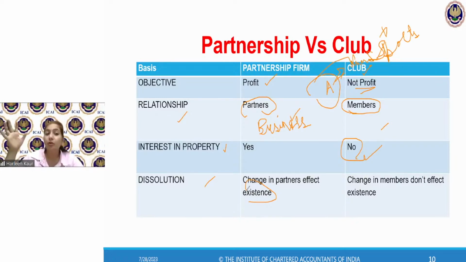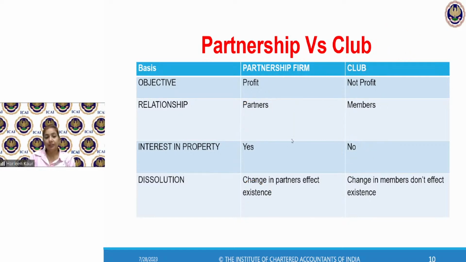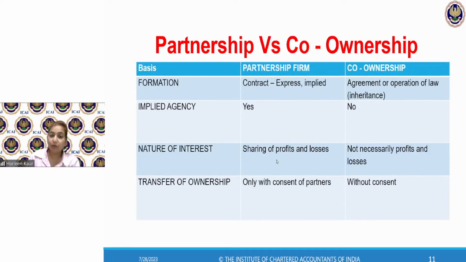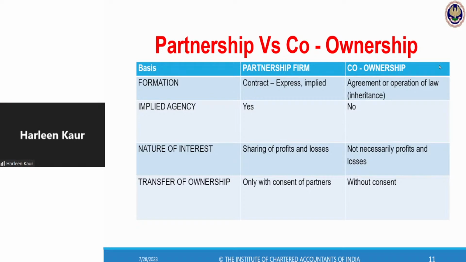Say all the members did not come. It was raining very badly. And they said, this time we are not going to take any swimming classes in that club. Will the club come to an end? No, the club will still stay there. They will still keep on advertising, marketing and all the stuff. But any change in members will not affect the existence of the club. So the differences between a partnership firm and a club are clear. Now let's move on to the differences between partnership and co-ownership.